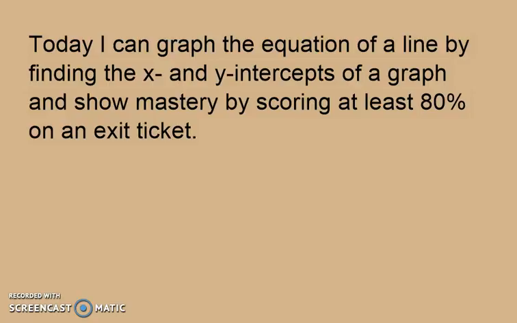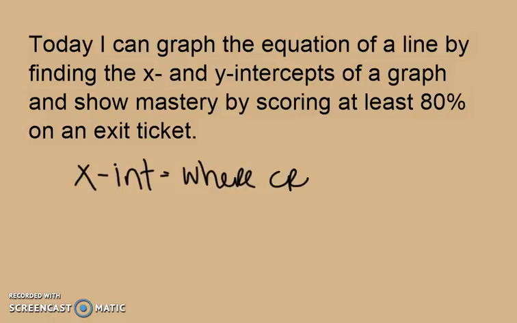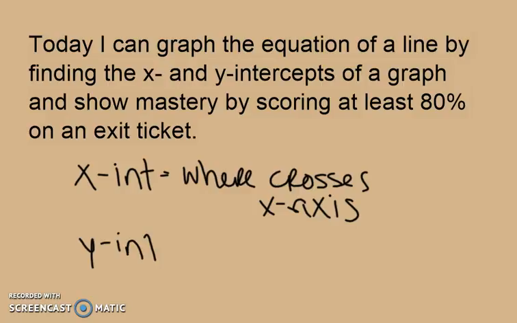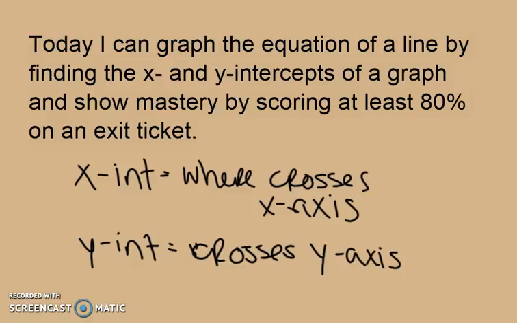Now, the thing to keep in mind when we talk x-intercepts and y-intercepts: an x-intercept is where it crosses the x-axis, which makes sense. It's an x-intercept. Intercept means it's crossing somewhere, so it's crossing the x-axis. A y-intercept is where it crosses the y-axis. We're going to be given equations and want to find them, but we can also look at a graph and find them from the graph.